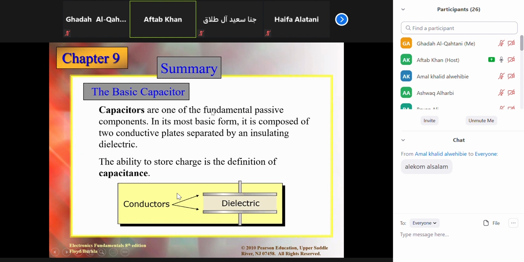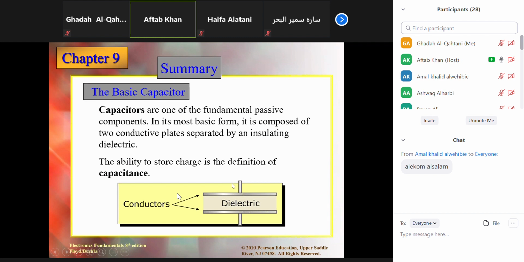So capacitors are one of the fundamental passive components. You know that components are of two types, active and passive. So capacitors are passive components, as well as inductors, which are also passive components. Resistance is also a passive component. In its most basic form, it is composed of two conductive plates separated by an insulating dielectric. The ability to store charge is the definition of the capacitor. So capacitance is basically what can hold the charge on the plates.